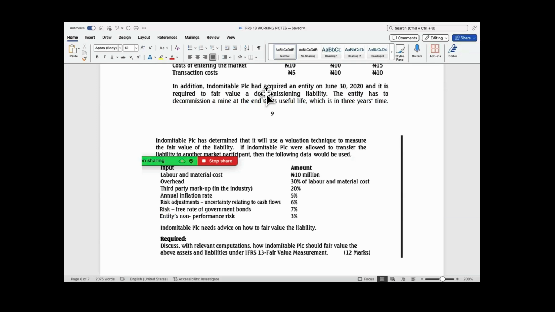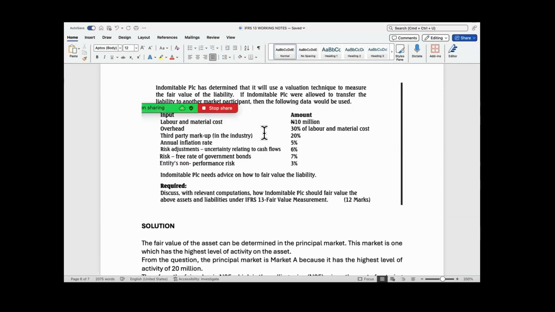So even without reading further, from my knowledge of IAS 37 and IAS 16, I will know that since they are talking about decommissioning liability, which is a cost you incur in the future, that means for the fair value here, I'm going to use this discounting factor. I'm going to use DCF, present value of future cash flows. I know that's what I'm going to use. So let's read further.